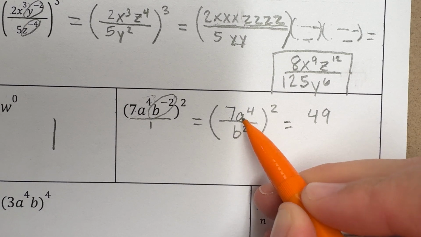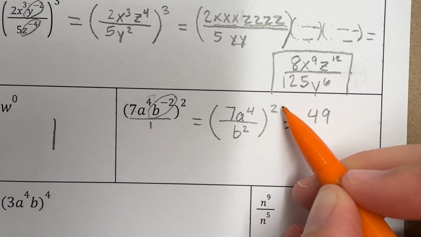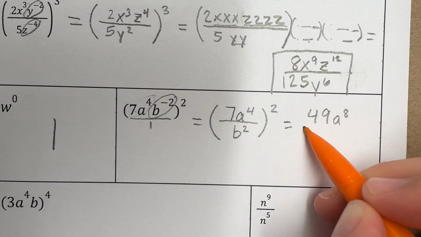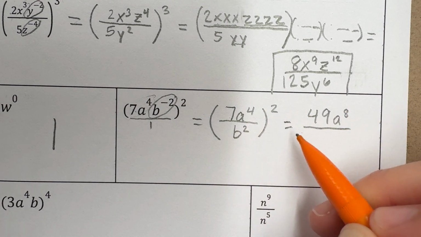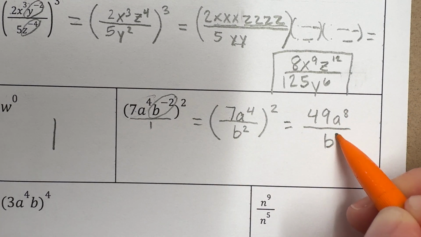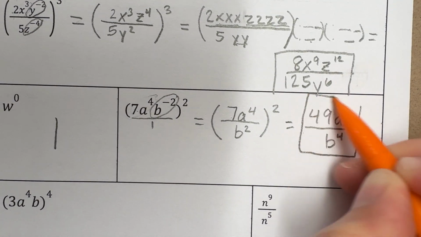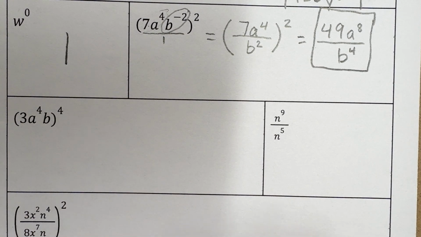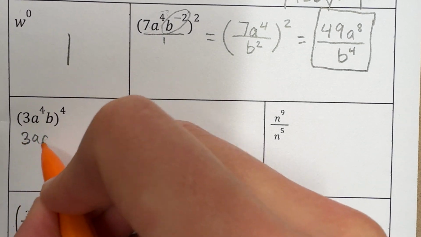This is a times a times a times a times another, right, squared, times another a times a times a times a. That's a total of 8 a's, right, 4 and 4. On the bottom I have b times another b times b. That's a total of 4 b's. Right here, this is this.